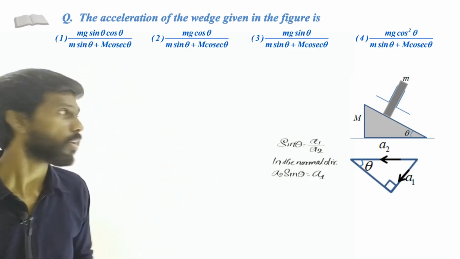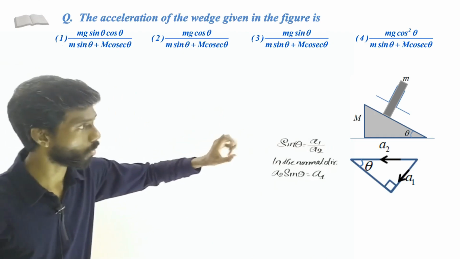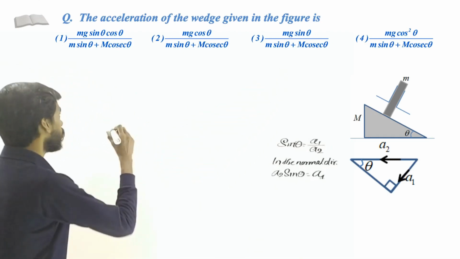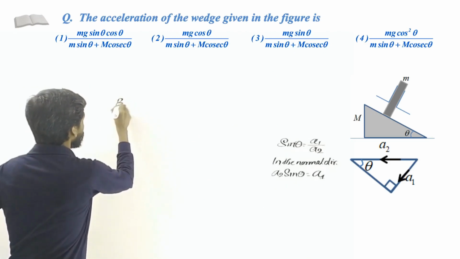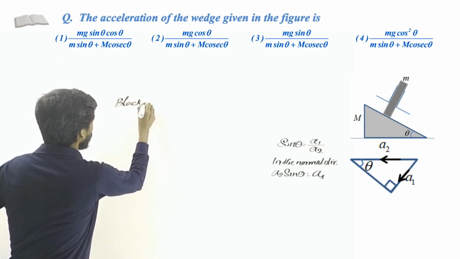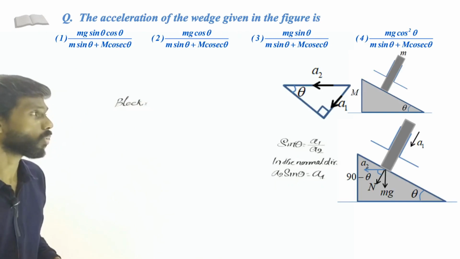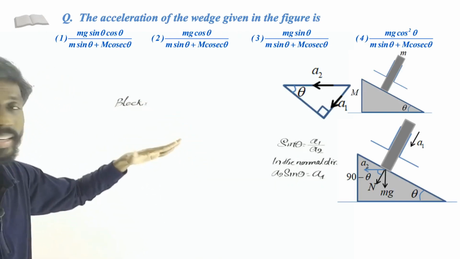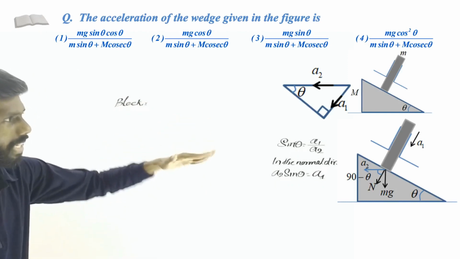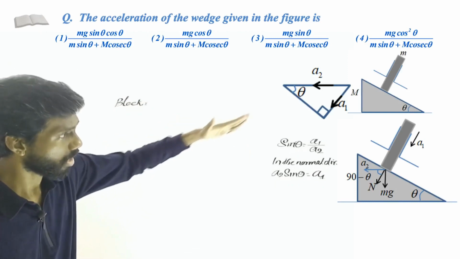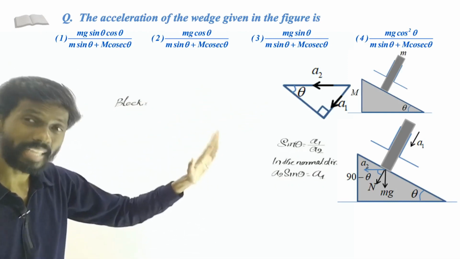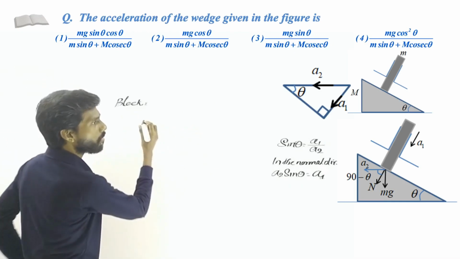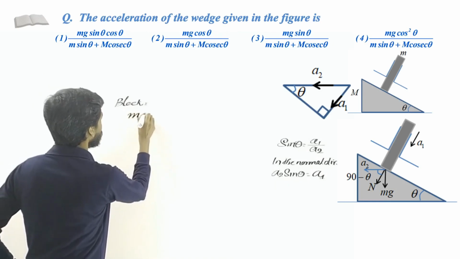Now we write the equation. Now this block is moving in this direction, so let us consider that direction only. What are the forces acting on that block? The gravitational force is acting in the vertically downward direction. Let's take its component in that direction. That angle is theta, so 90 minus theta is theta. So mg, take its component in that direction, so mg cos theta.